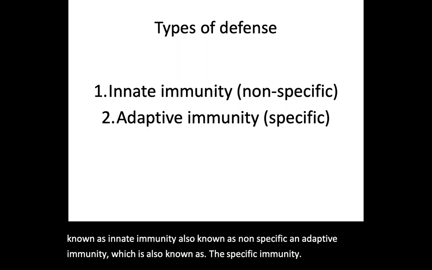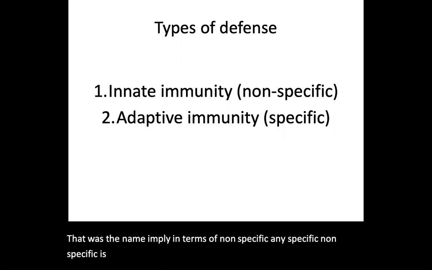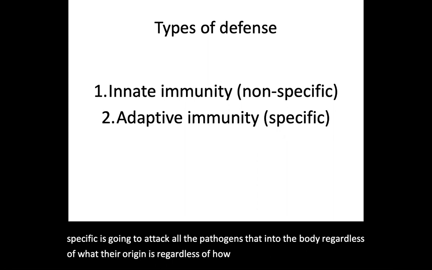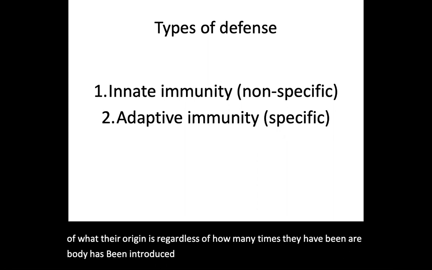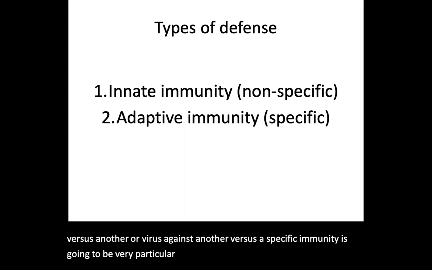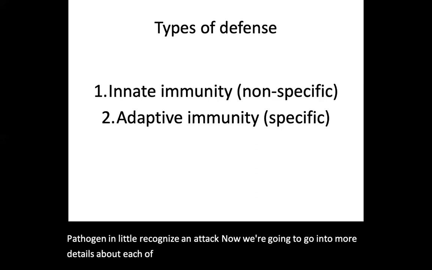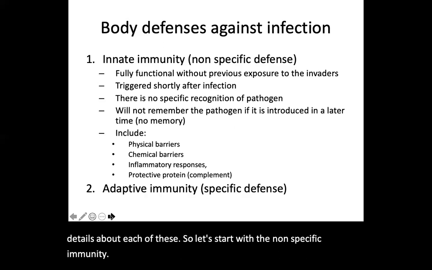Now, as the name implies in terms of non-specific and specific, non-specific is going to attack all the pathogens that enter the body, regardless of what their origin is, regardless of how many times our body has been introduced to it. It doesn't distinguish one bacteria from another or one virus from another. Versus a specific immunity is going to be very particular about what pathogen it will recognize and attack. Now we're going to go into more details about each of these. So let's just start with the non-specific immunity, which is the first one.